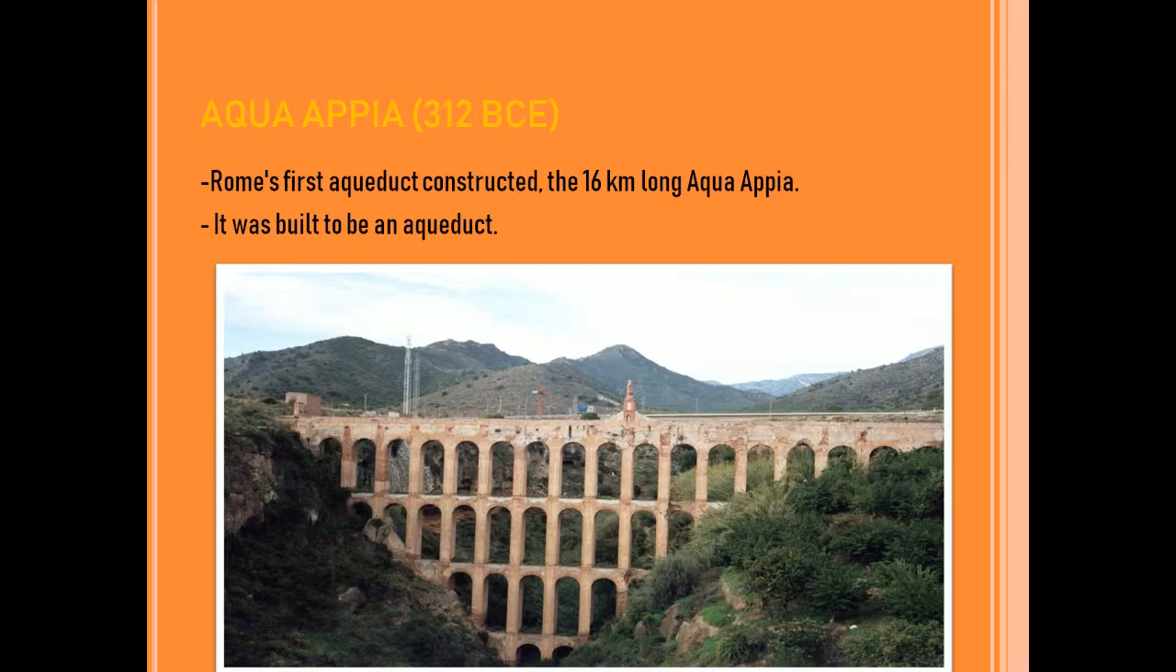The Aqua Appia was built in 312 BCE. It was Rome's first aqueduct constructed. It was 16 kilometers long, and it was built to be an aqueduct.